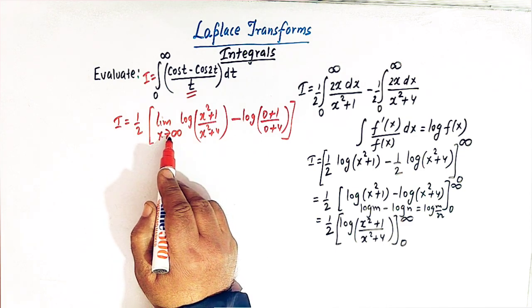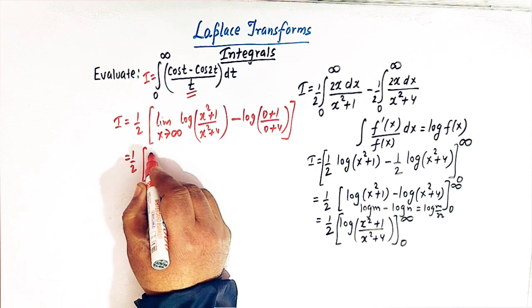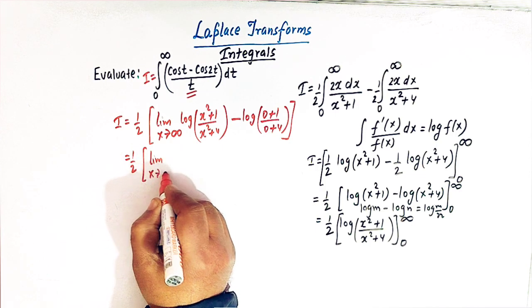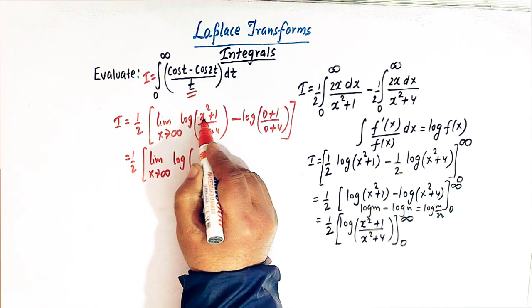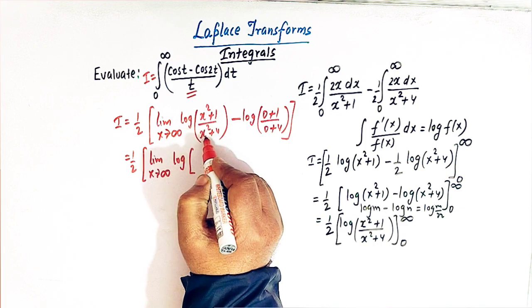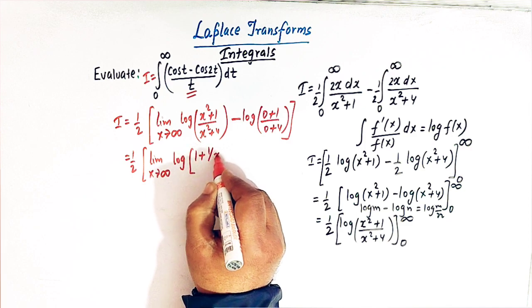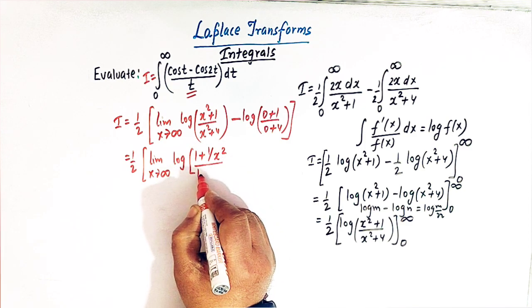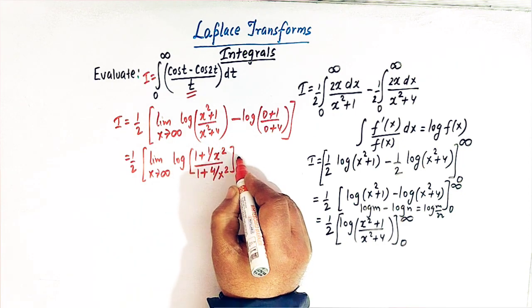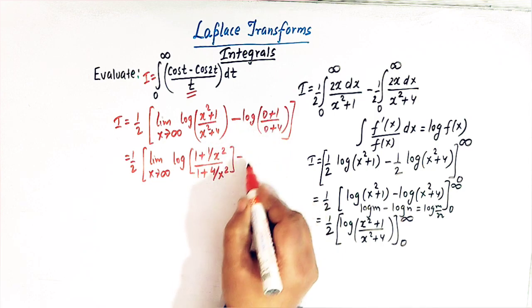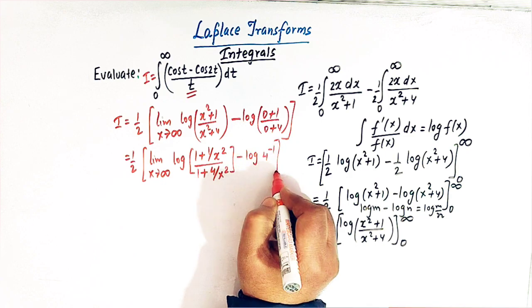Okay, so now we have to evaluate this limit. So what we will do, we'll write half, then limit x tends to infinity, and we can write log, and here we can divide the numerator and denominator by x square. So we can have 1 plus 1 over x square, and here we have 1 plus 4 over x square, right? And here we have log 1 over 4, which can be written as 4 raised to minus 1.